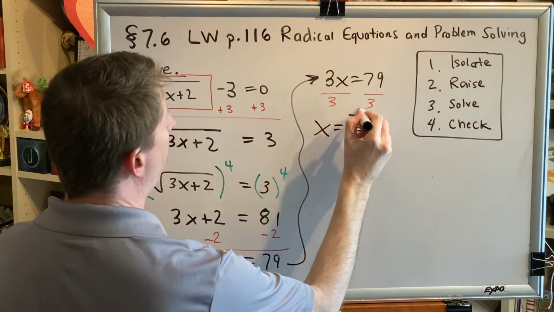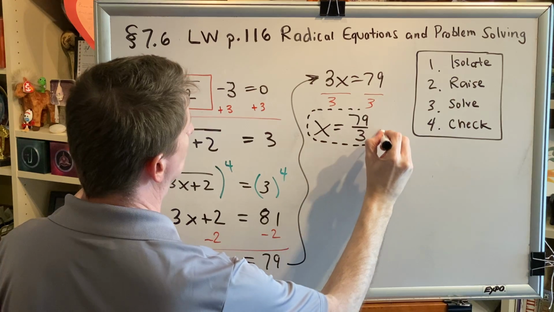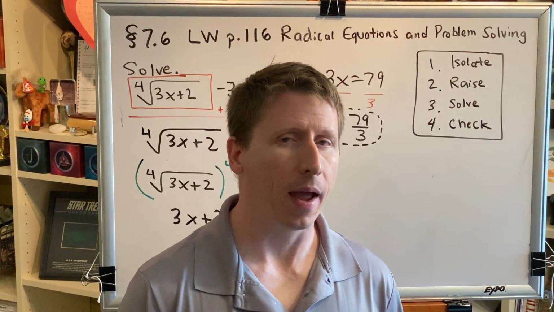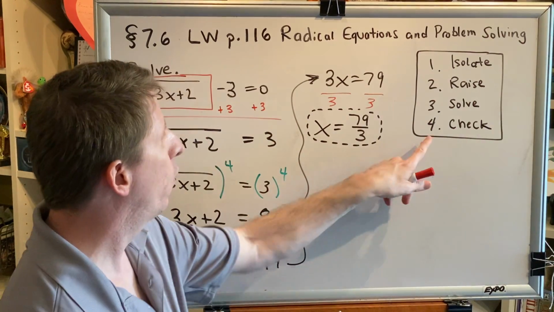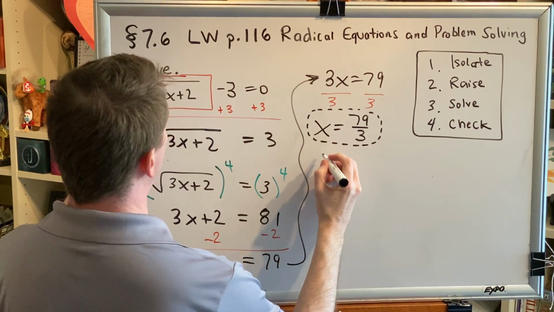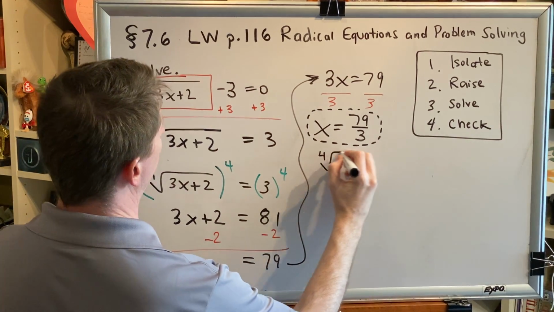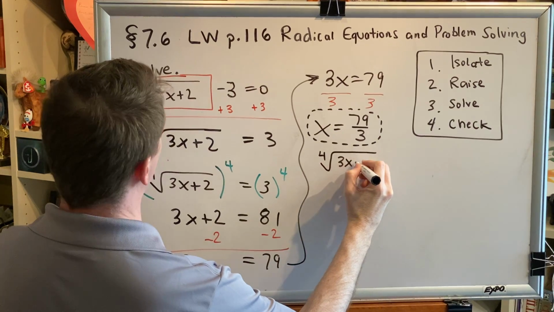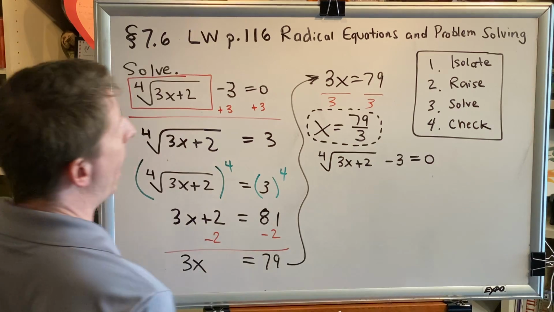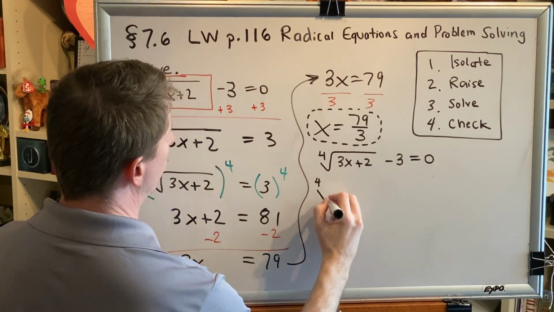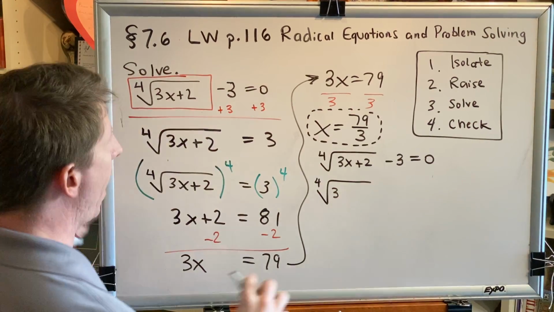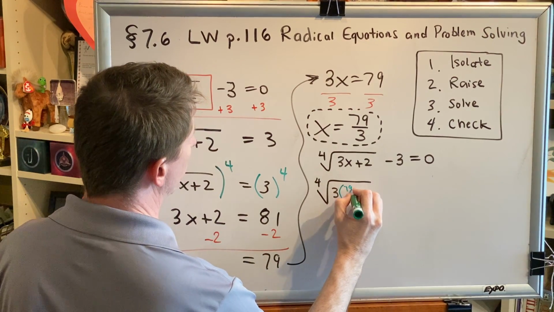Now, this might be our final answer, or it might be extraneous and we have to throw it away. The only way to know for sure is to do step 4, which is to check. So now we do step 4. Go back to the original equation. It has to be the original equation. It cannot be anything after. And in place of the x, you're going to put what we think the solution is to this problem. So we're going to replace that x with 79 thirds.